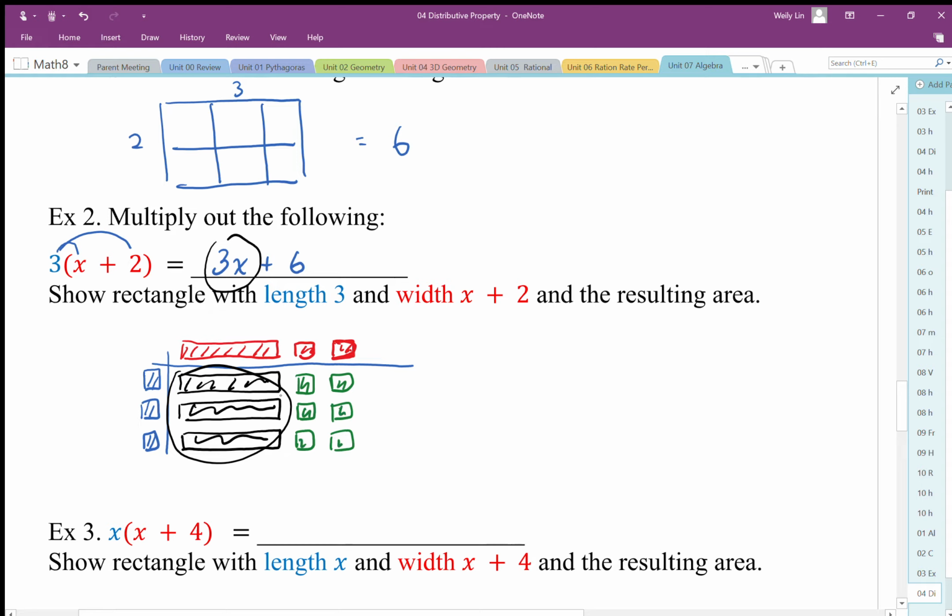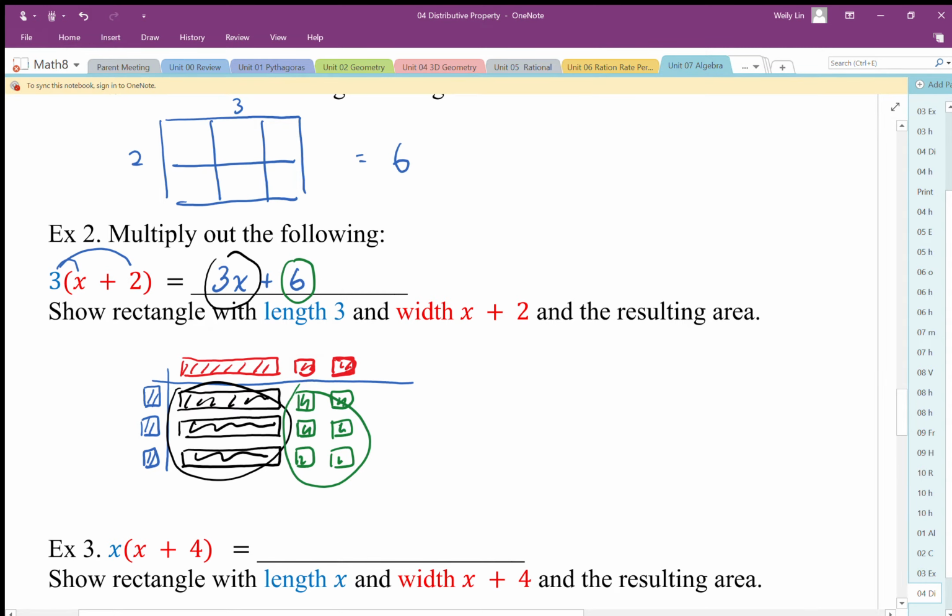So there's my 6 ones, which relate to those 6 ones there. And I can see that my area, my length times width, okay, my length of 3 times the width of x plus 2 gives me an area of algebra tiles of 3x algebra tiles plus 6 ones algebra tiles. So that represents my area.